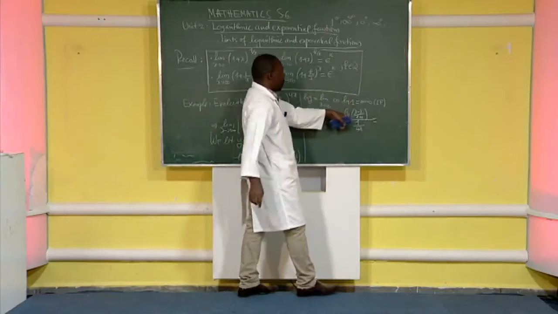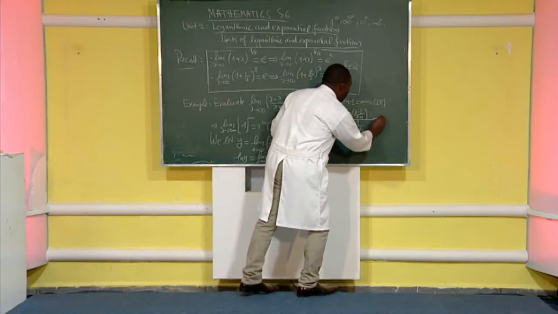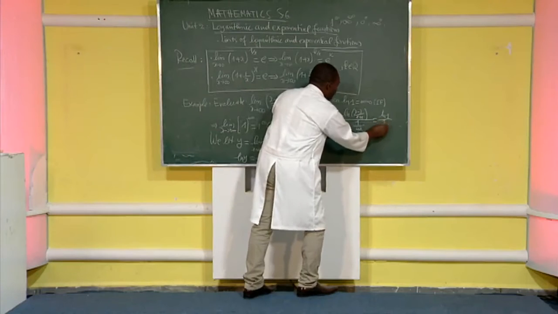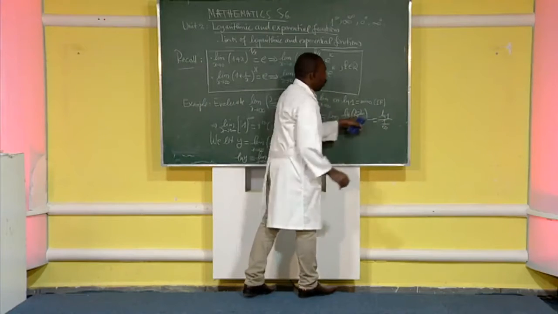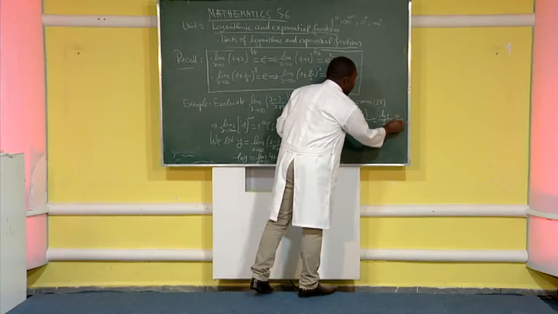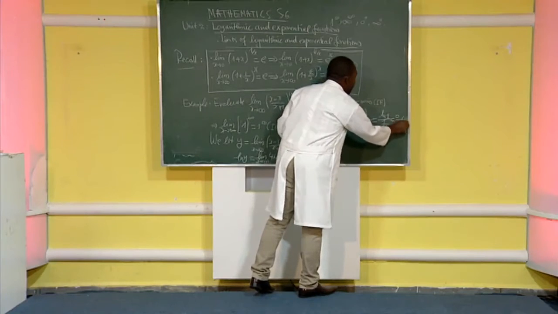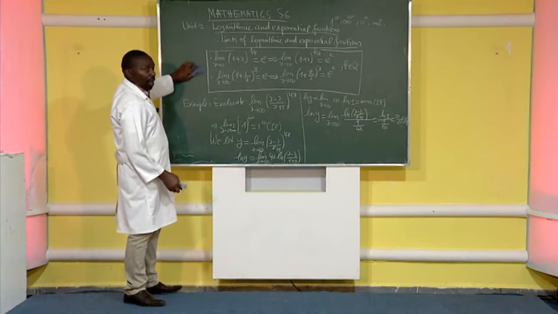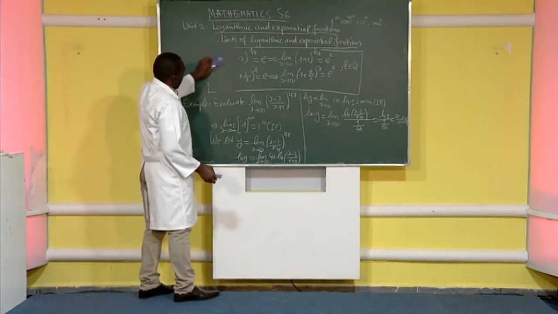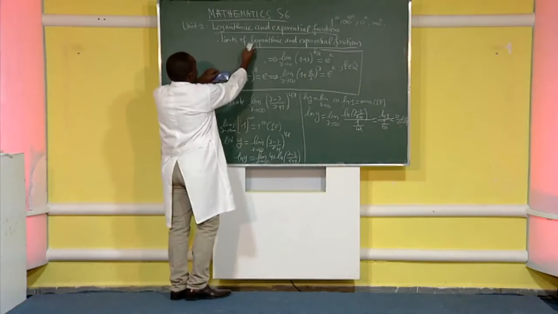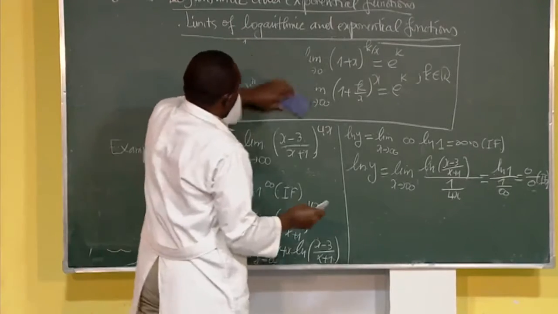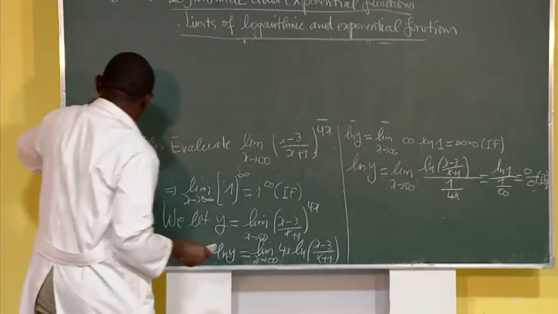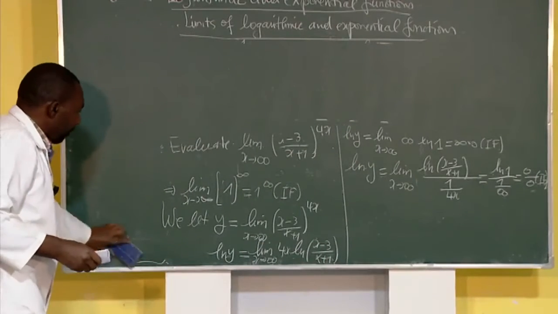Now, we know that this limit is already ln of 1, and there we have 1 divided by infinity. And ln of 1 is 0. And here I have a 0 over 0, which is an indeterminate form. Then we apply L'Hospital's rule. Allow me to remove this because we have already done this. We are going to apply L'Hospital's rule for that indeterminate form.